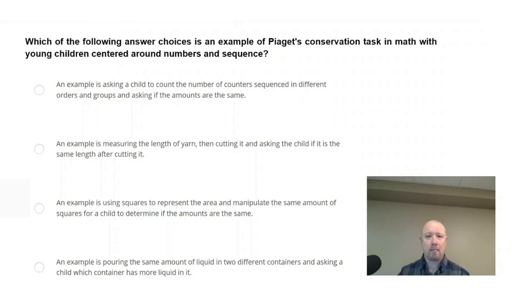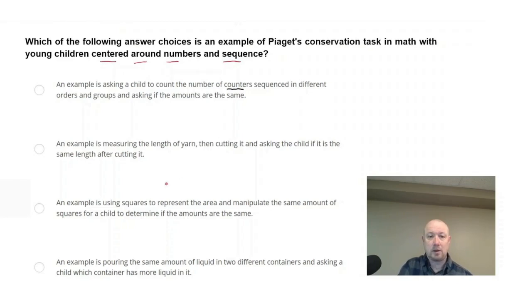So for example, if we have counters, maybe different shapes, and we put them in different groups, will the young children realize that if we have the same number of counters but presented differently in different groups, that it's the same amount? The same thing with volume and liquid. If we have the same volume of water put in different shaped cups, will students realize that it has the same volume? But the key to this problem here is we're talking about numbers and sequence, because it says it's centered around numbers and sequence.